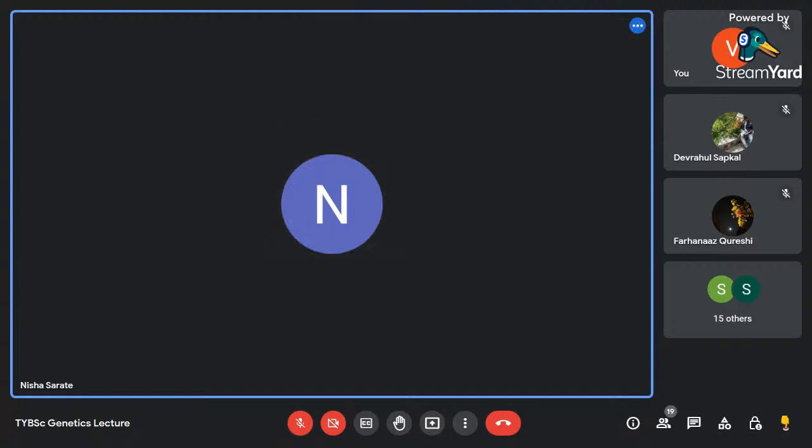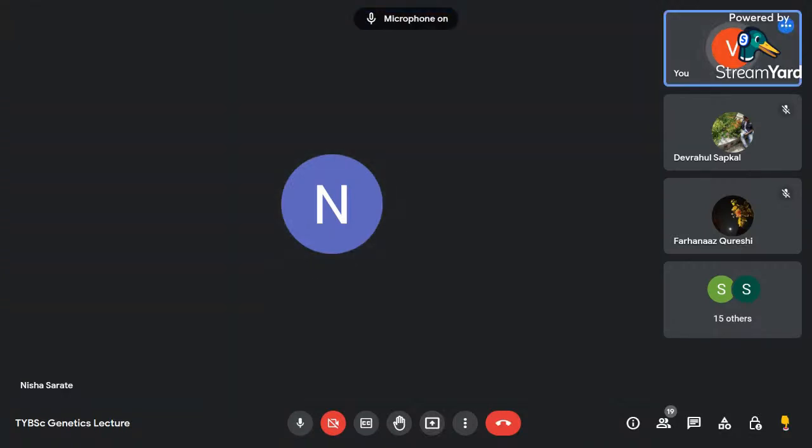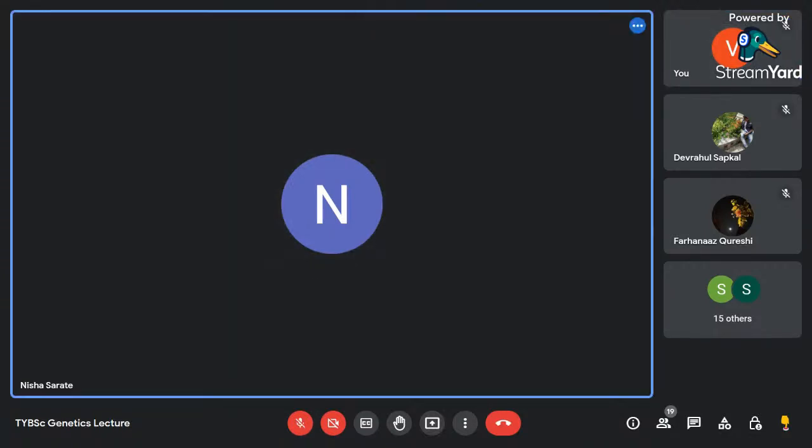Generation 2, sir. Generation 2, because in dispersive replication, all molecules should have bits of old and new DNA.